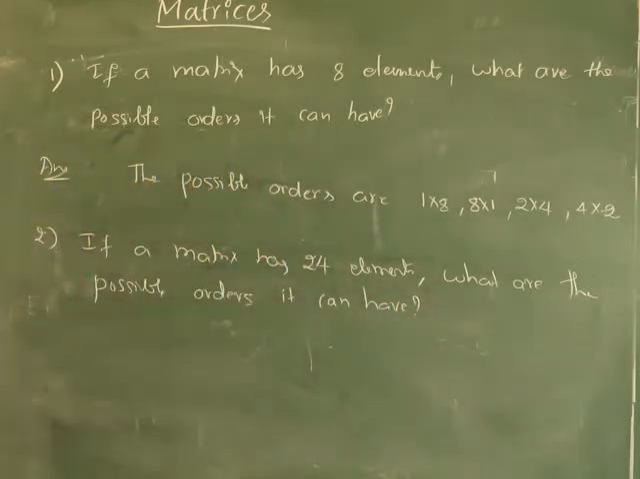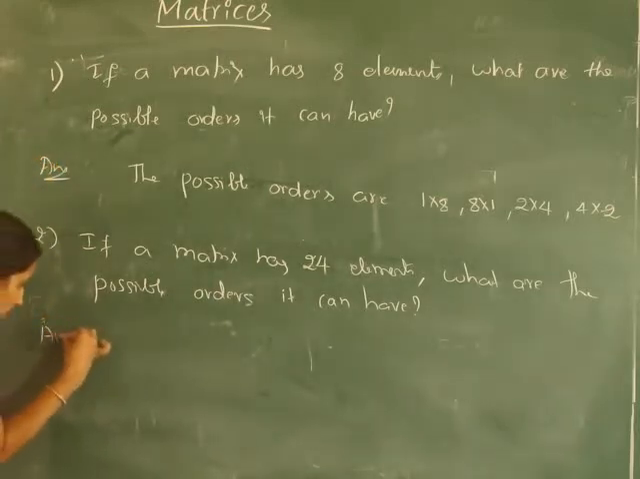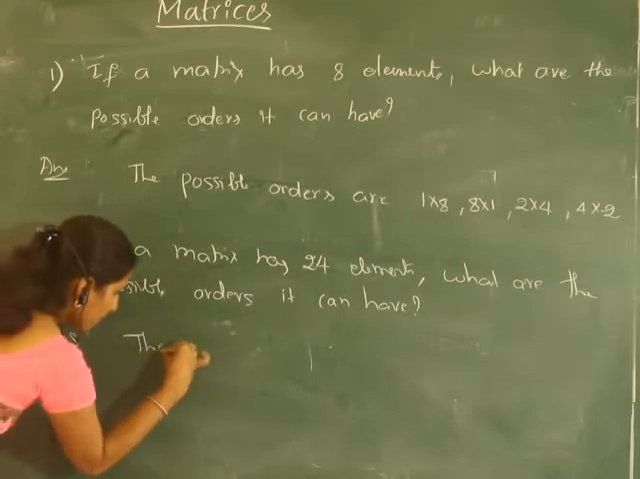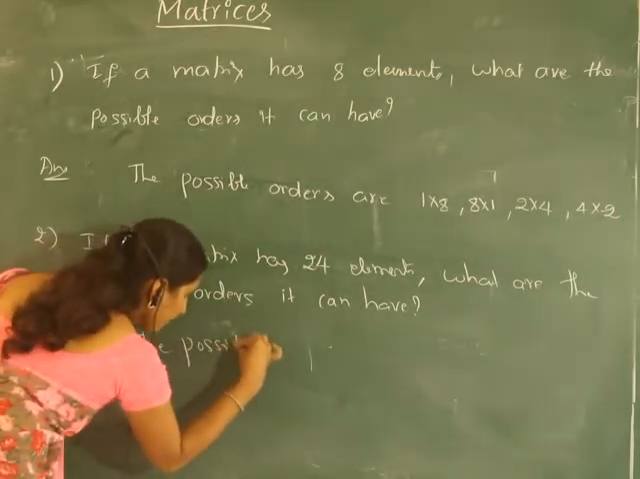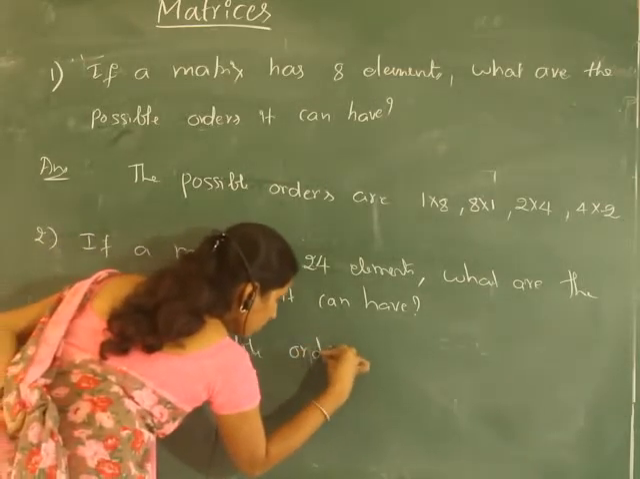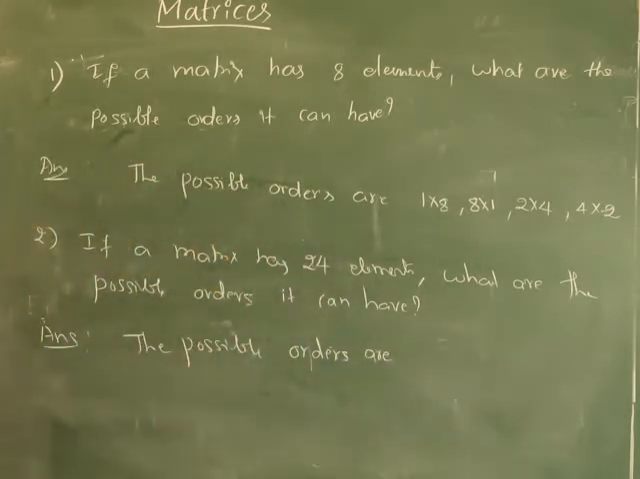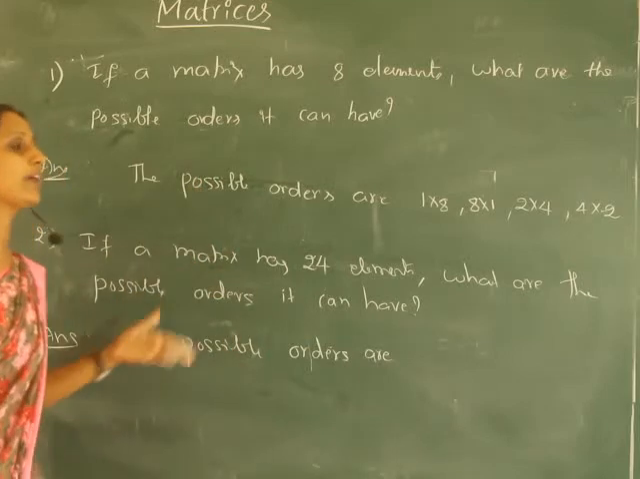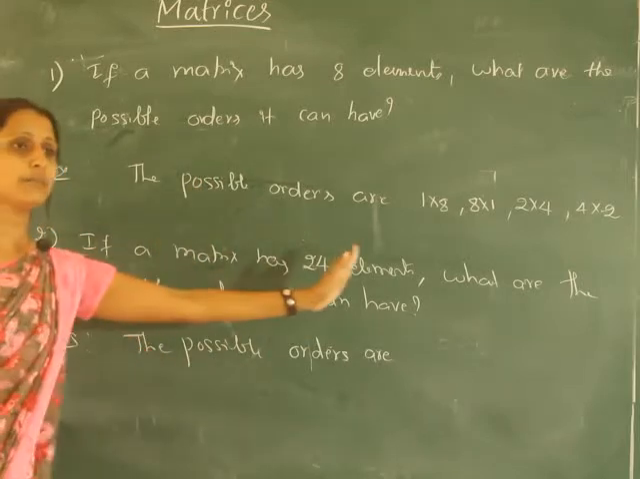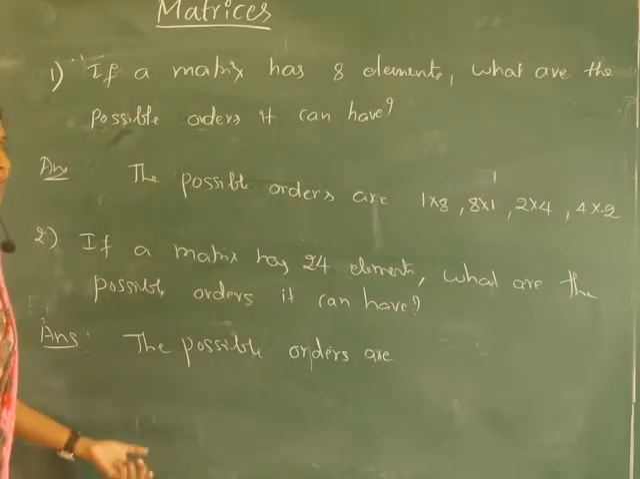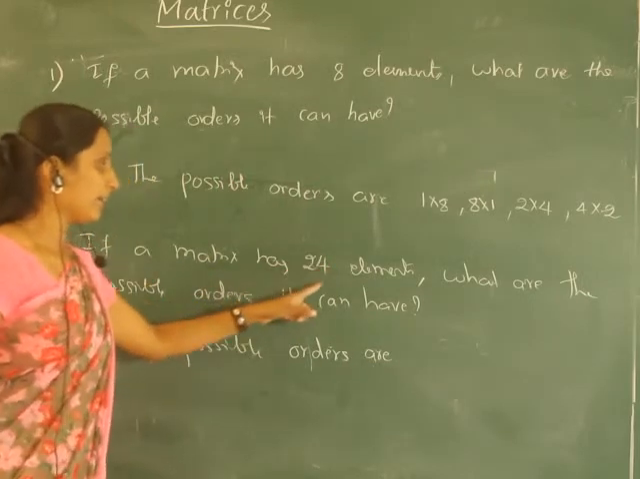If there are 24 elements, what are the possible orders it can have? The number of elements in a matrix is 24. So which are the possible orders? Now we can directly write the possible orders, instead of keeping all 24 elements in a row or in a column.